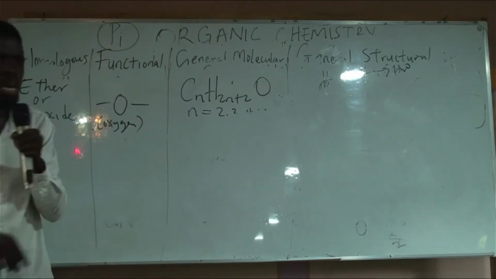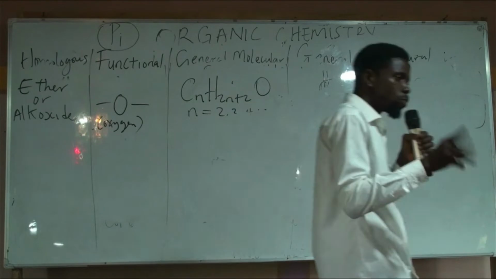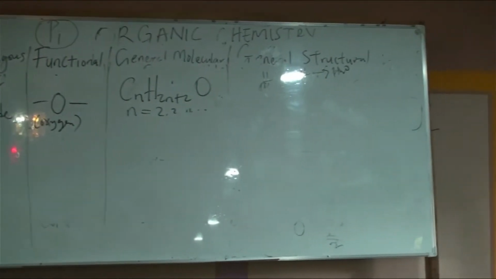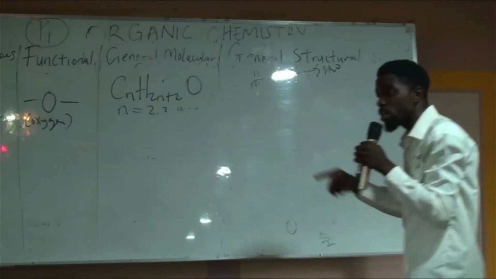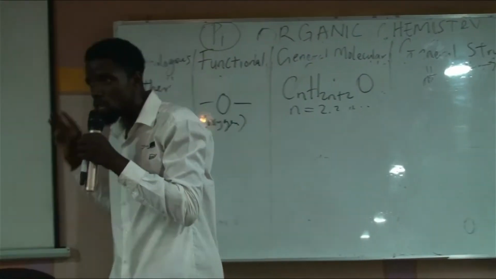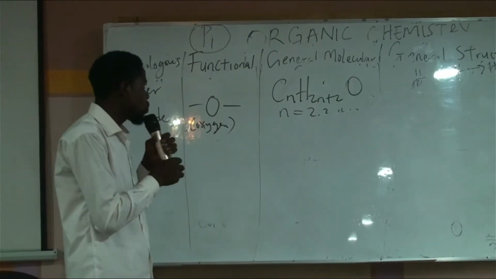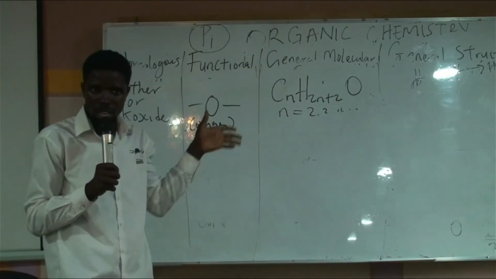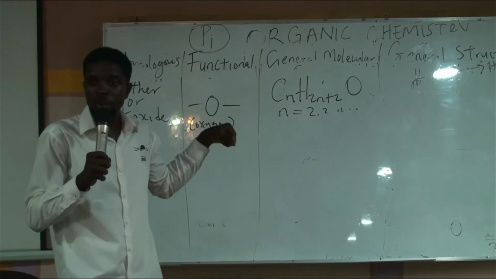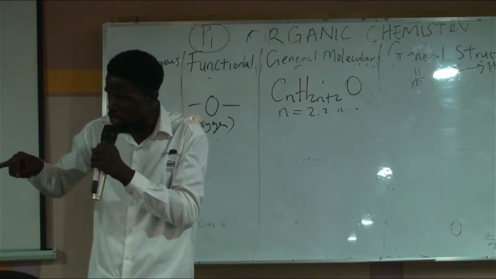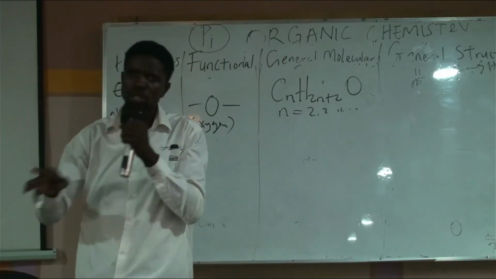When I came to naming, I told you there are three parts of a name: prefix, infix, and suffix. We have talked about the infix and the suffix. Infix is the number of carbon atoms in the parent chain. Suffix tells you the homologous series.